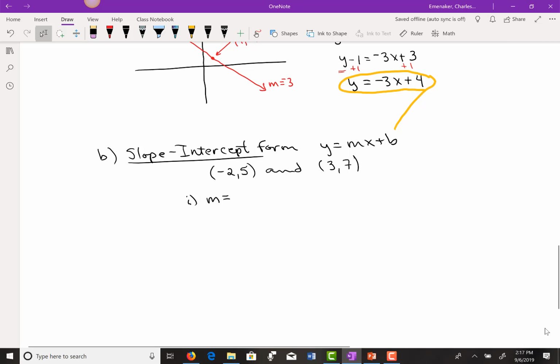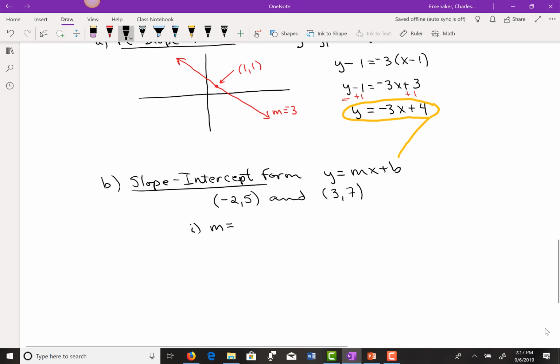The main thing to remember is when you pick a point, you do its y value over its x value, minus, go to the other point, do its y value over its x value. That's the key thing. If you remember that, it'll work all the time. This is going to give us 2 over what?